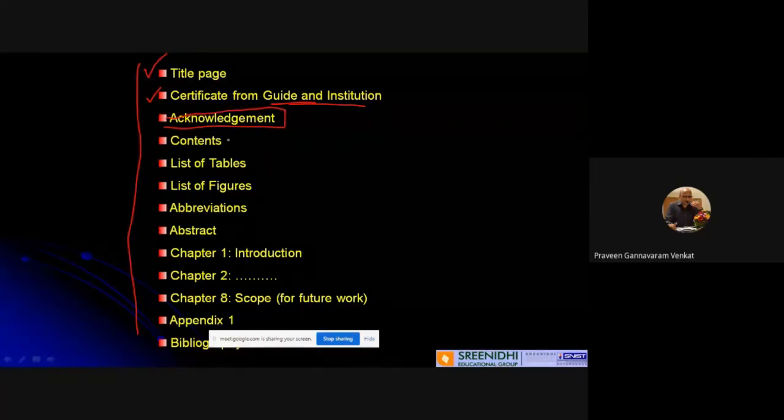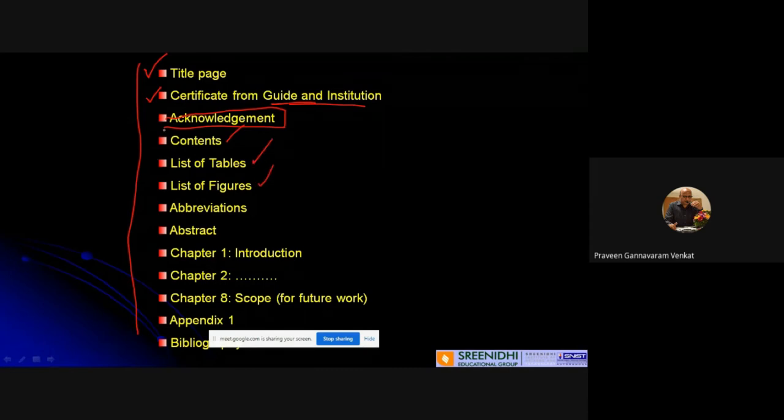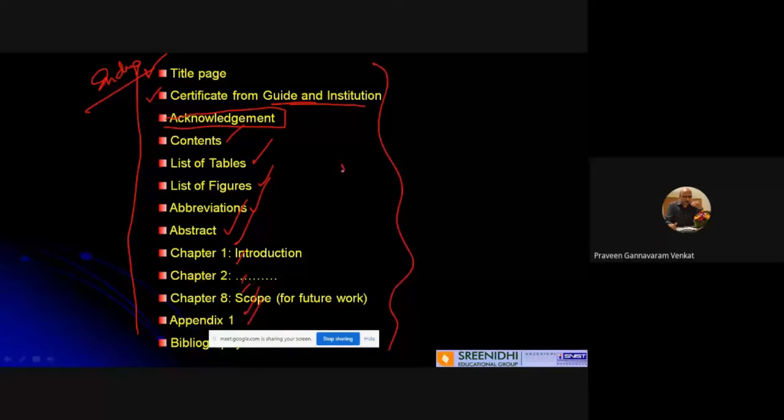your PhD work. And then contents will be there, then the list of tables, then the index you have to give. Next are the abbreviations, and the abstract, chapters 1, 2, 3, 4 and so on, then appendix and bibliography. This is the structure of your book. That book should have at least 150 to 200 pages.